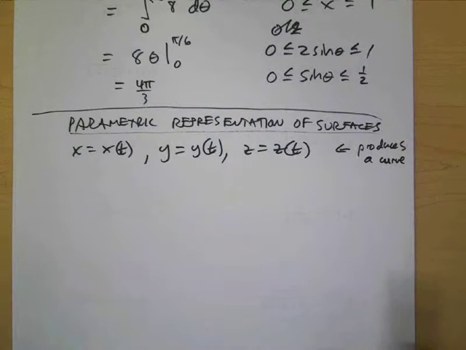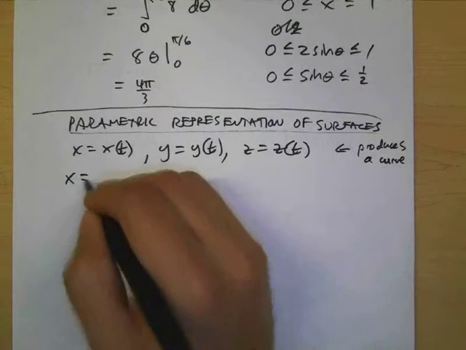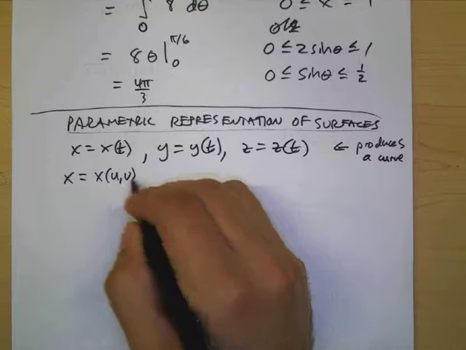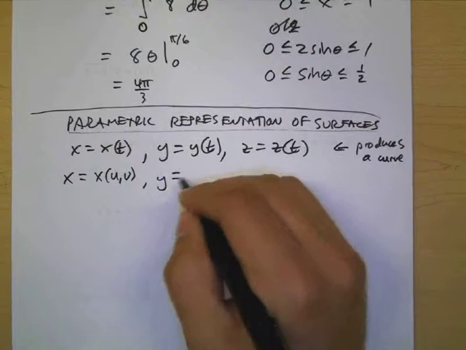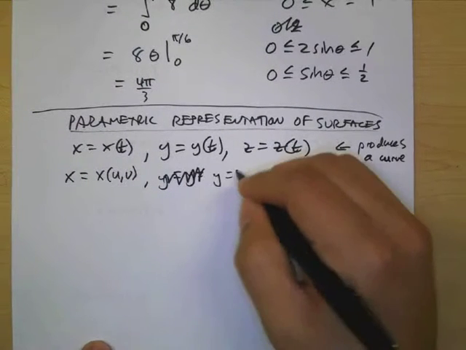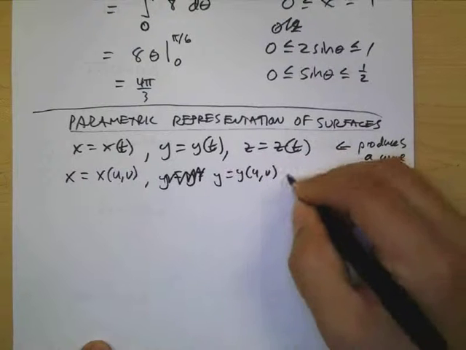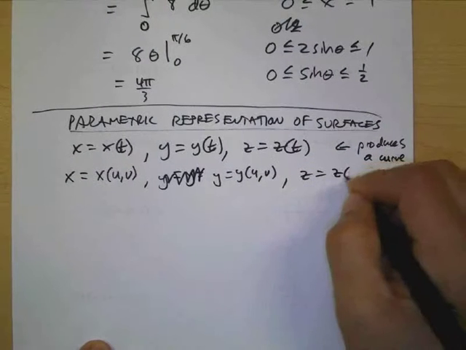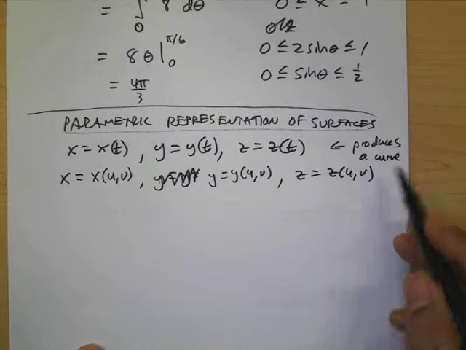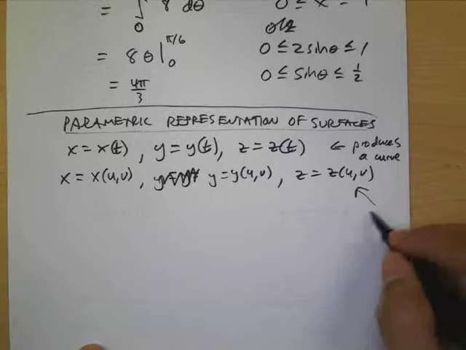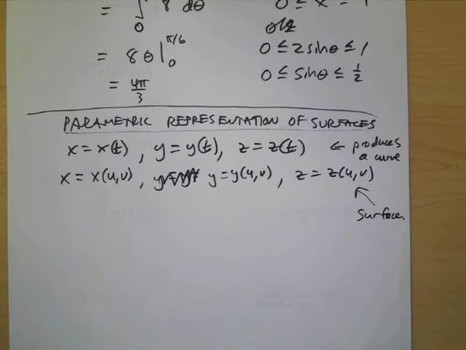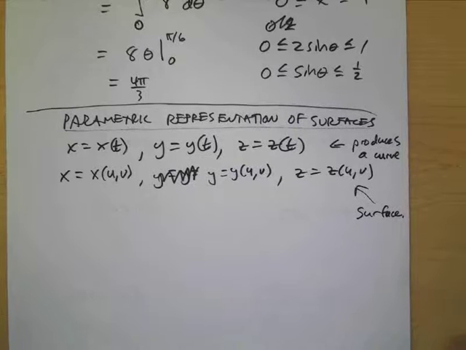Now, if we do two variables, so x of u,v, y equals y of u,v, and z equals z of u,v, instead of producing a curve, now this will produce a surface. Okay, and now here's essentially why.